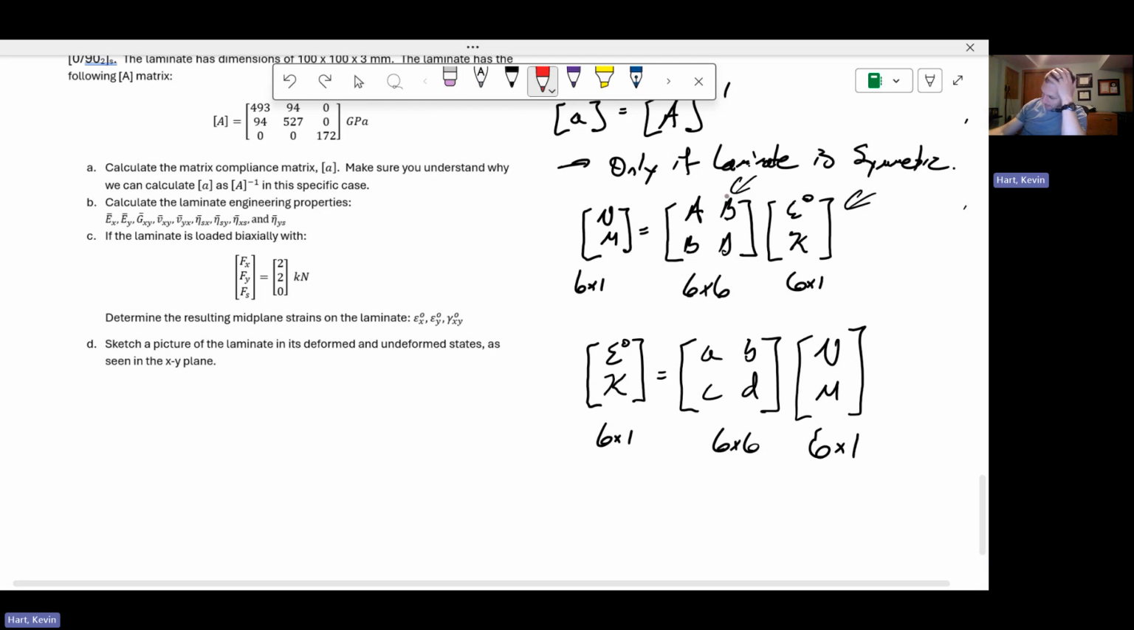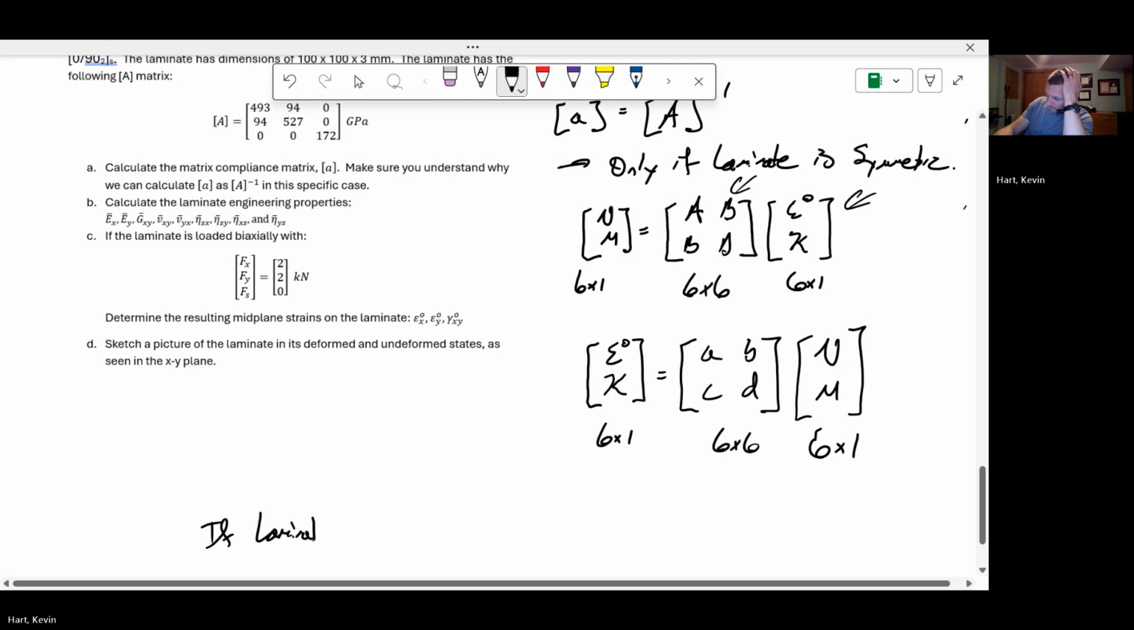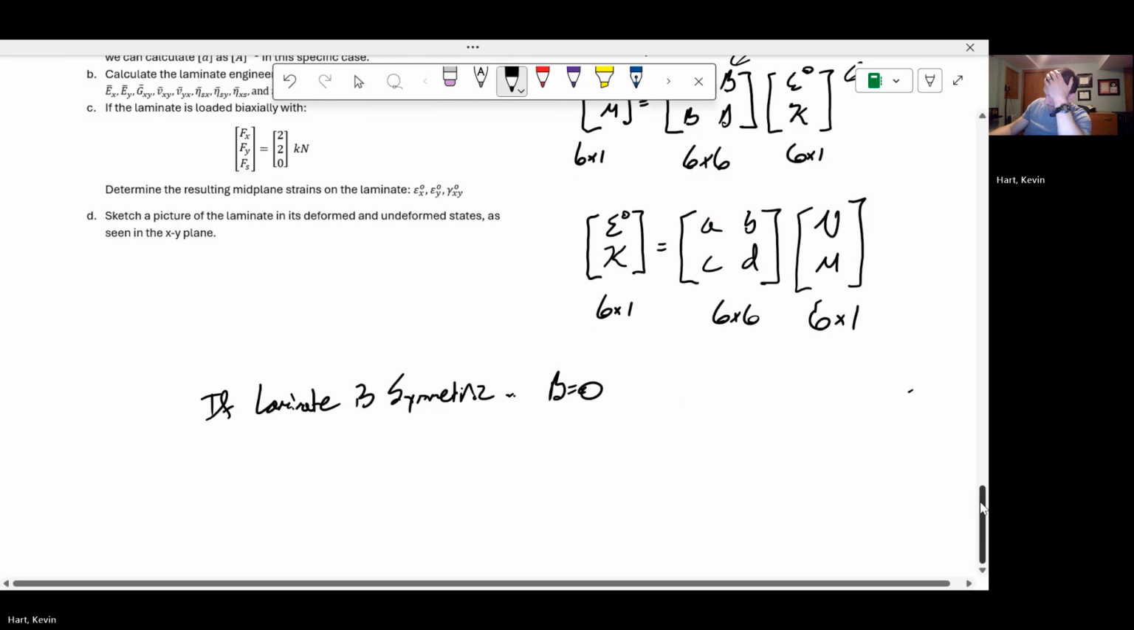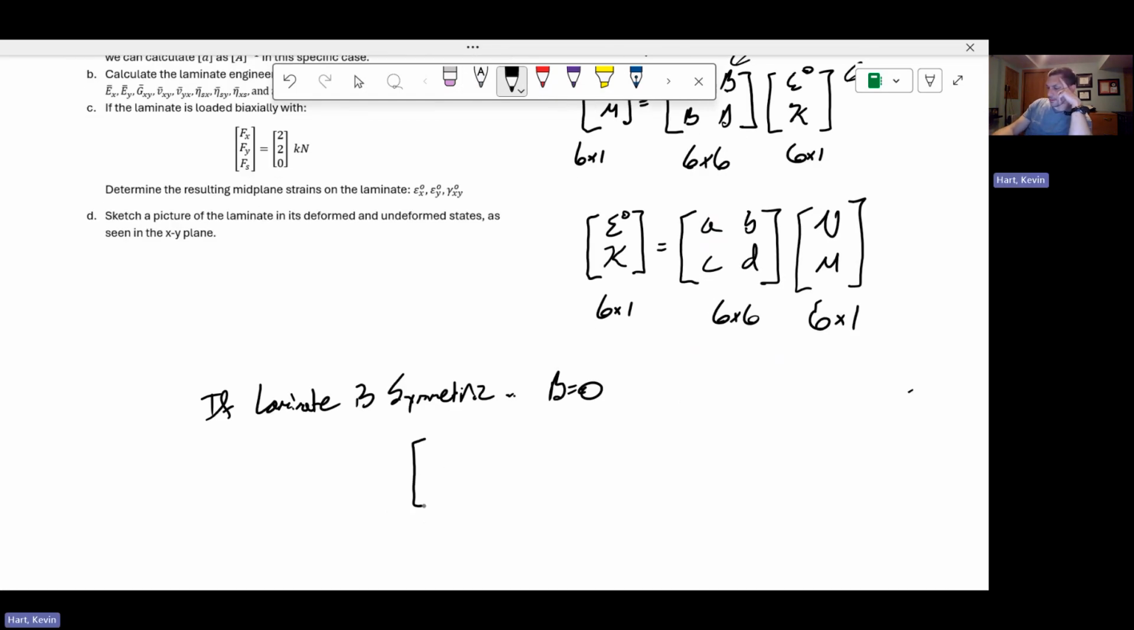Normally, if all of the entries are populated, like if B has stuff in it, if D has stuff in it, if A has stuff in it, then you can't just say that this little a is the inversion of this capital A, because the matrices are 6x6. They're not just 3x3. But in the case of a symmetric laminate, the B matrix is 0.